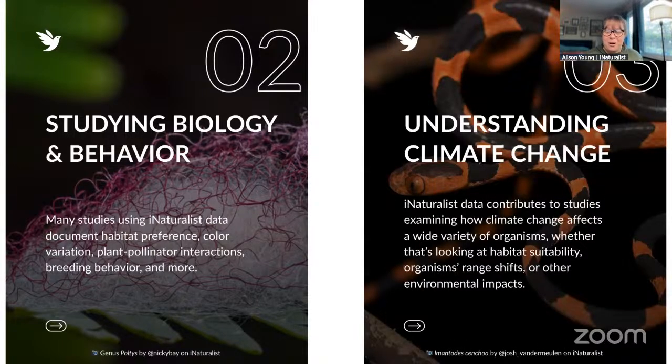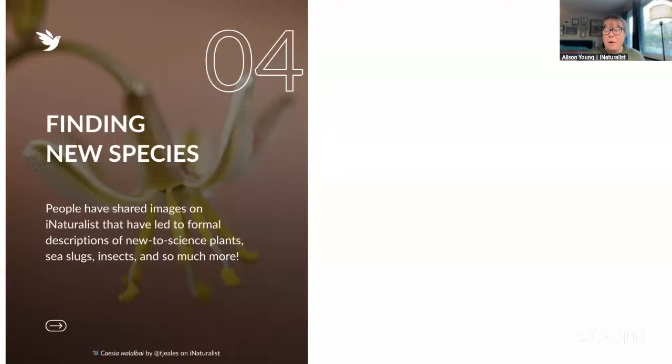The third big category is understanding effects of climate change on species and places. So looking at range shifts and range expansions of species, habitat suitability, and other environmental impacts due to climate change as well. And the fourth, which I've talked a little bit about as well, is finding new species. So this is when those individual observations are important. Like I mentioned before, people documenting species that have not yet been described by science is one of the other main uses of iNaturalist data.